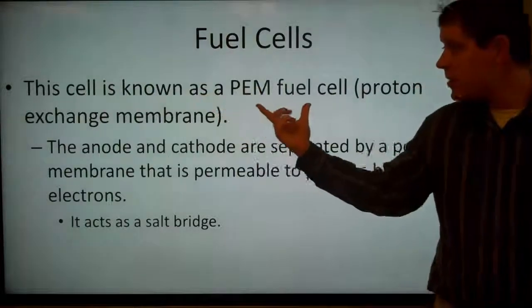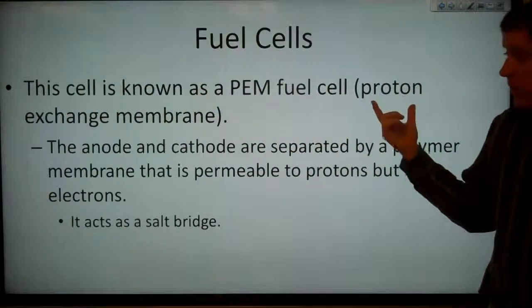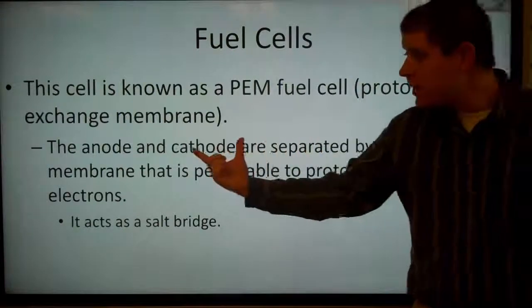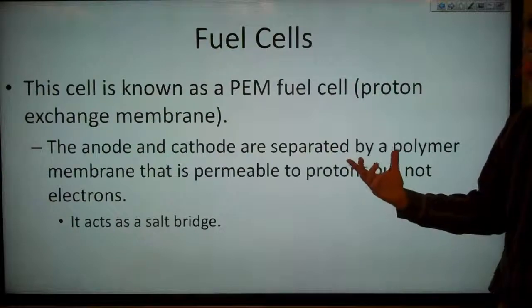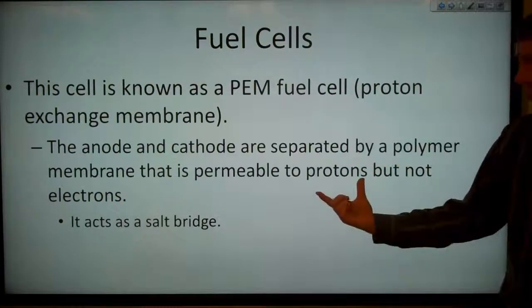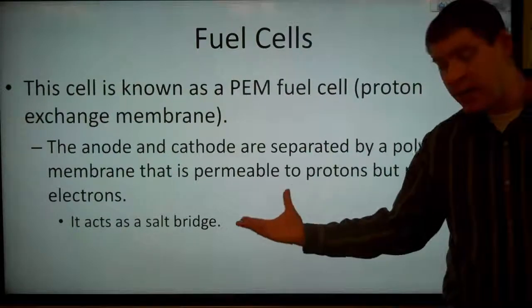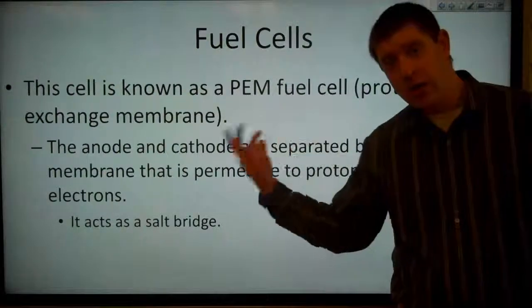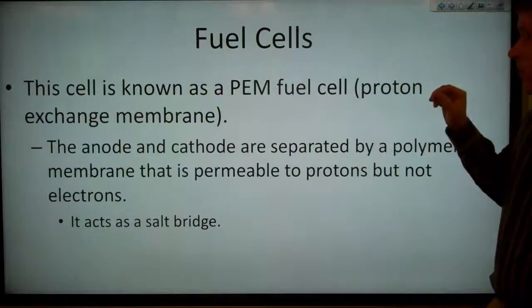This type of cell is known as a PEM fuel cell, or a proton exchange membrane fuel cell. The anode and cathode are separated by a polymer membrane. That's the proton exchange membrane. It's permeable to protons but not electrons, which means that it's acting as a salt bridge. So the H plus ions, the hydrogen ions, are allowed to move back and forth.